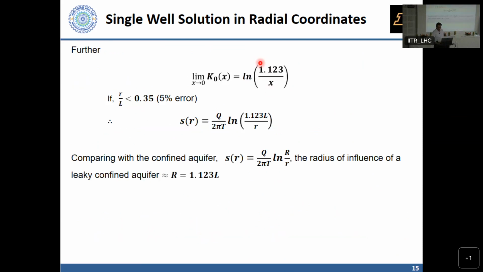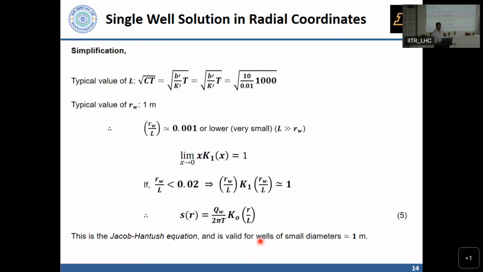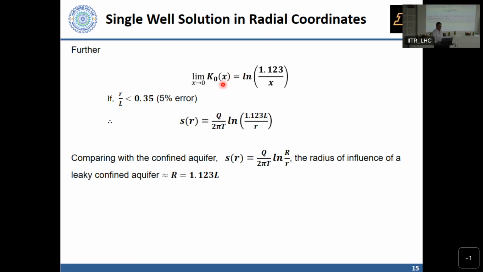Further, if R over L is also small, that means if I'm looking at small distances from the center of the well, then K0 of x, if x is small, is approximated by this particular expression, and we get a certain amount of error. So for small distances R, we can write the drawdown as this particular expression. It's a fairly simple expression now. It looks like what we had as an expression for a confined aquifer drawdown in the same equation, if I replace L times 1.123 as the radius of influence. So L, the leakage factor, is an important length scale. But we get an expression for what the drawdown is for a leaky aquifer under these conditions.